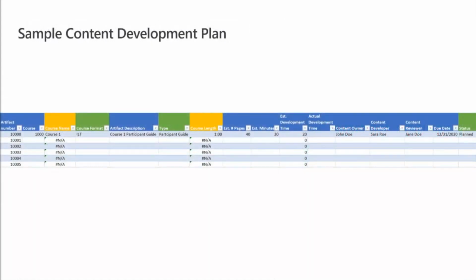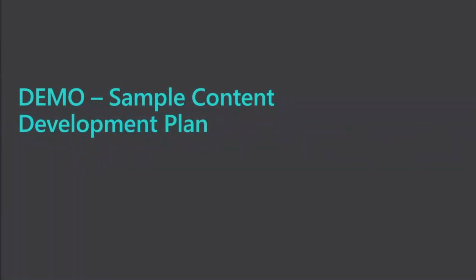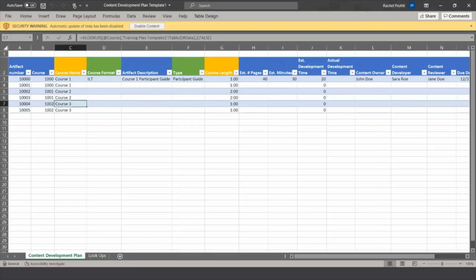So I've put together a sample content development plan, and instead of spending a bunch of time on the screenshot here, I'm just going to switch over to our demo and show you the sample content development plan. This content development plan has VLOOKUPs that link to the actual training plan. So it's important, if you want to use the formulas in here, for the course name and the course length as an example, they actually look up to the training plan, which is the spreadsheet that we looked at in part 2.